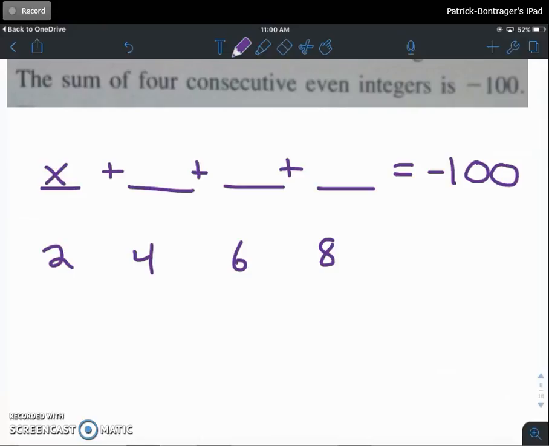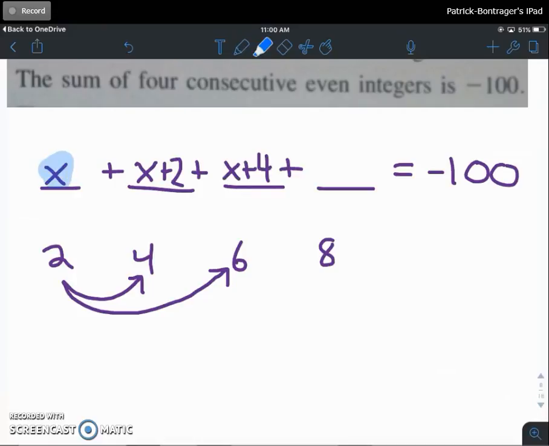All right, we're going to use 2, 4, 6, and 8 to determine how we're going to go to the next integer. So if I start at 2 and I want to go to 4, I add 2. So my next integer is going to be x plus 2. All right, I'm starting at 2 again, and I want to go to 6. I'm going to add 4, so my next integer would be x plus 4. To get to the last integer, how do I go from 2 to 8? I add 6, so it's going to be x plus 6.